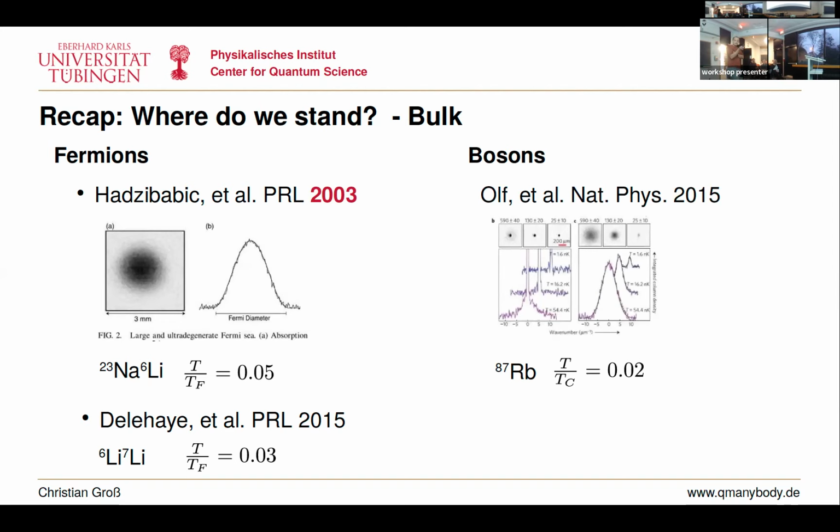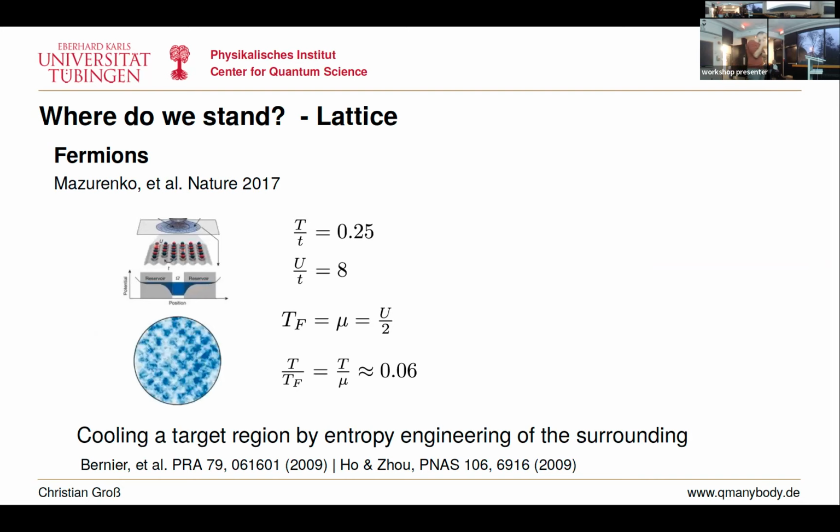Bosons, just for completeness, let's compare. There have been experiments in Dan Stamper-Kurn's group where they reached T over T_C of 0.02, pretty similar, a little bit colder in the bulk. Yeah. Now, the question is, big T over small t of 0.25, which is like the record that Markus reached here.